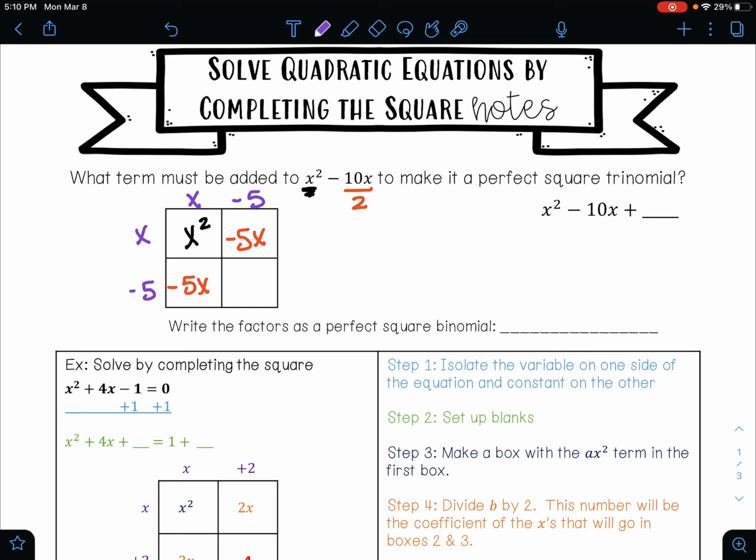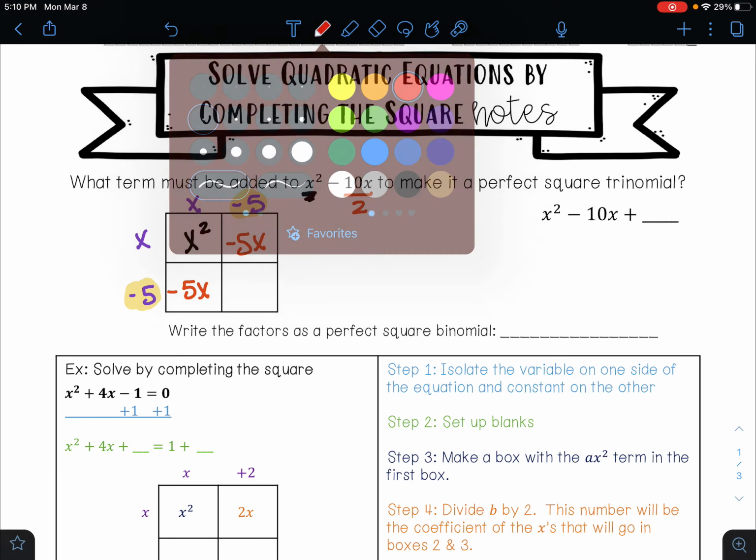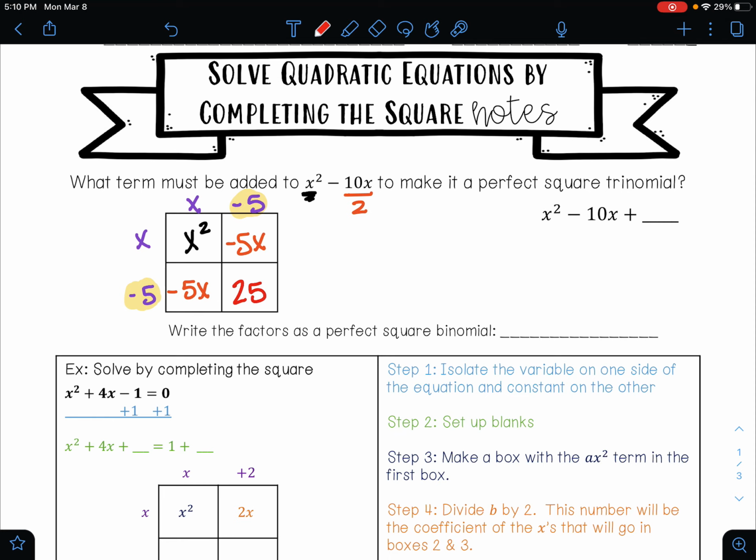So now we are going to learn how to complete this square, quite literally. I want to know what number goes here to complete the square. Well, to figure that out, we're going to multiply negative 5 by negative 5. And when we do that, we get 25. Let me use a different color for that. So 25 is the number that completes the square. That is a number that we add onto the end.